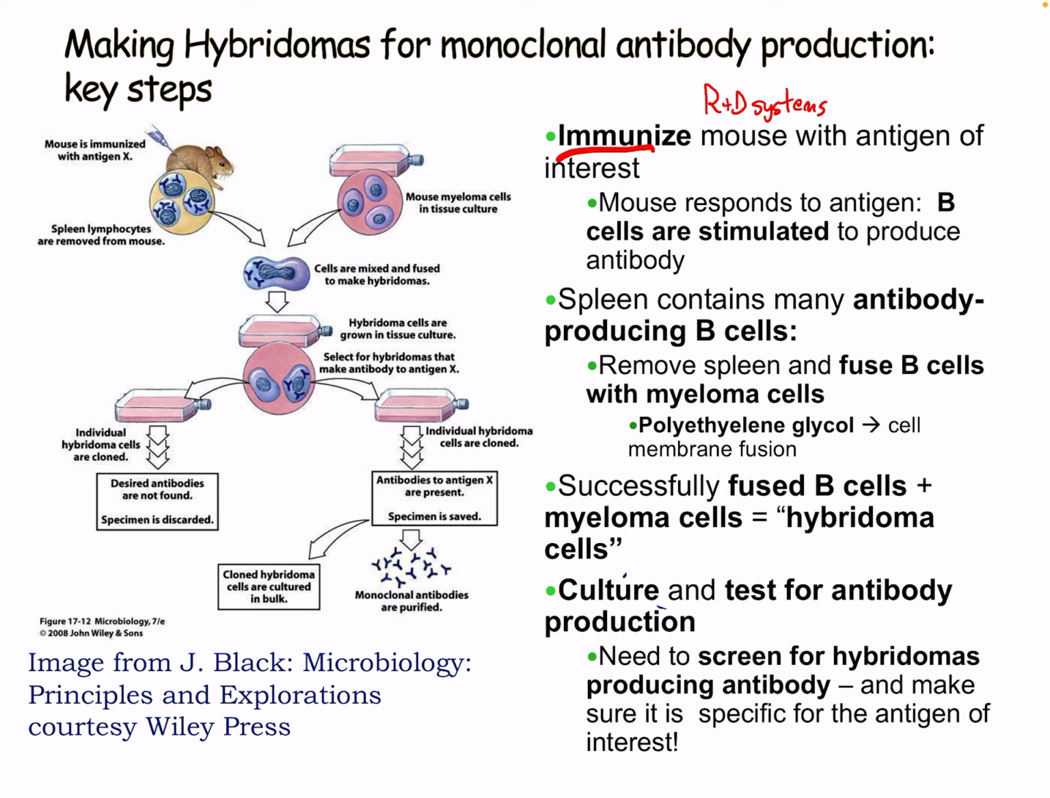After this mouse is immunized, it responds to the antigen and B cells are stimulated to produce antibody. The spleen contains many antibody-producing cells, and then we remove the spleen and fuse B cells with myeloma cells. This occurs in polyethylene glycol, which causes cell membrane fusion. These successfully fused B cells and myeloma cells form the hybridoma cells. Now we culture them and test for antibody production, and we need to screen for hybridomas producing antibody and make sure it is specific to the antigen of interest.